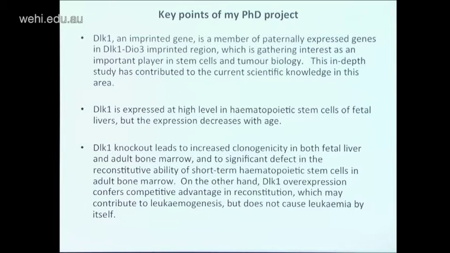It's expressed at a high level in hematopoietic stem cells of the fetal liver, but the expression decreases with age. The Dlk1 knockout leads to increased clonogenicity in both fetal liver and adult bone marrow, and to a significant defect in the reconstitutive ability of short-term hematopoietic stem cells in the adult bone marrow. On the other hand, when you overexpress it, it seems to confer a competitive advantage in reconstitution, which might contribute to leukaemogenesis, but by itself it doesn't cause acute leukemia.